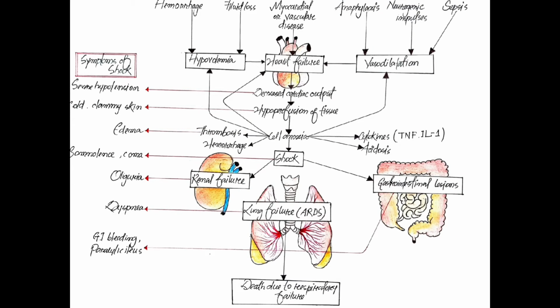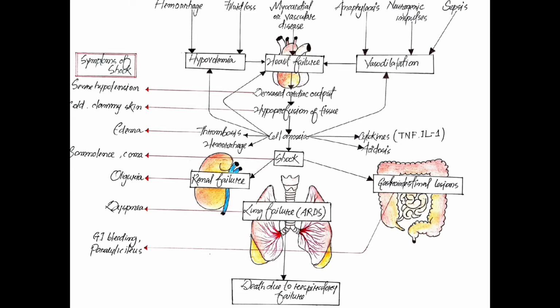Now here is a diagram representing the various etiological causes of shock along with some of its symptoms. As you can see, in case of hemorrhage or severe fluid loss, as in hypovolemia, and anaphylaxis and sepsis that cause vasodilation, there is reduction of venous blood return to the heart. Also, in case of myocardial or vascular disease, there is impaired myocardial contractility. All of these causes result in decreased cardiac output, and signs of hypotension are seen because of it.